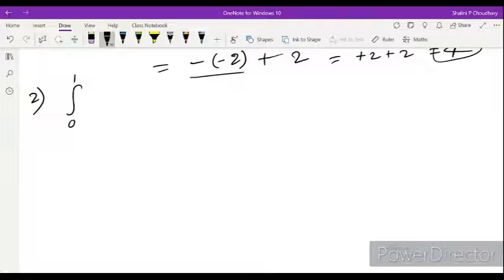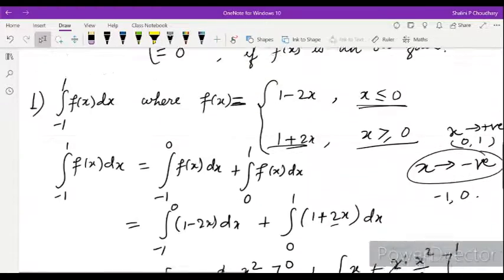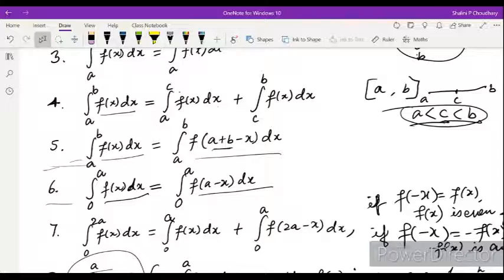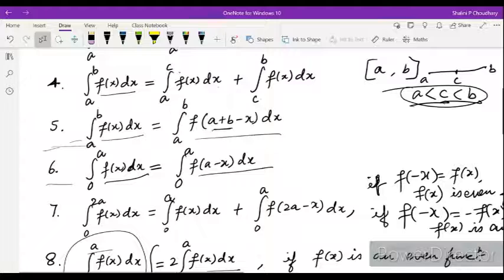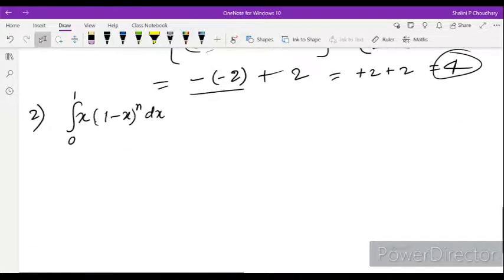Okay, one more question we'll do. The interval 0 to 1 is given, x into (1 minus x) to the power n dx. Okay, so what will we do here? Which property can we use? We can use this property: the integral from 0 to a of f(x) dx is equal to the integral of f(a minus x) dx, with interval 0 to a. Here the interval is 0 to 1.